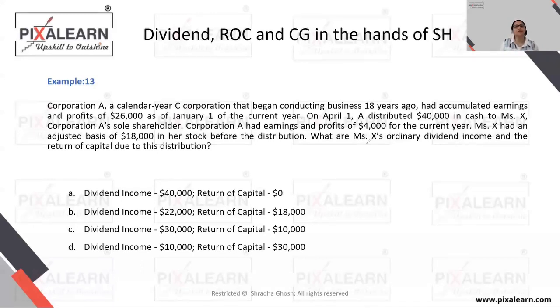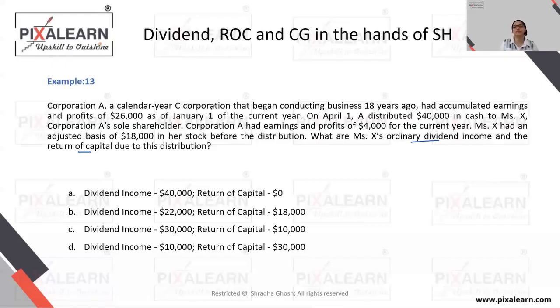What is the call of the question? What are Miss X's ordinary dividend income and the return of capital due to this distribution? So, whatever money is being received in this scenario, you have to tell how much of it is ordinary and how much of it is return of capital.